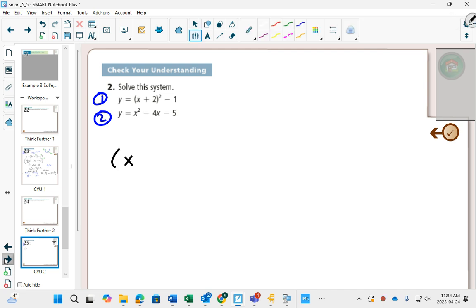So where the y is, I can substitute, right? Logically, does it make sense? If y is equal to this and y is equal to this, then these two things have to equal each other.